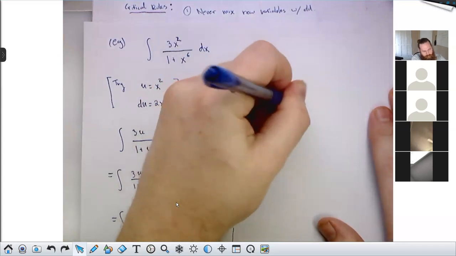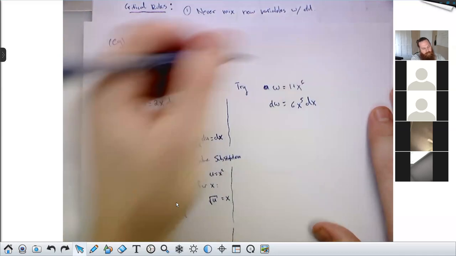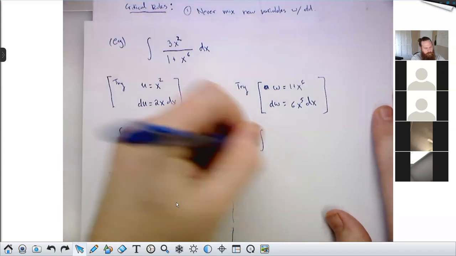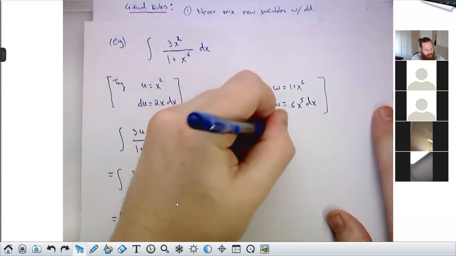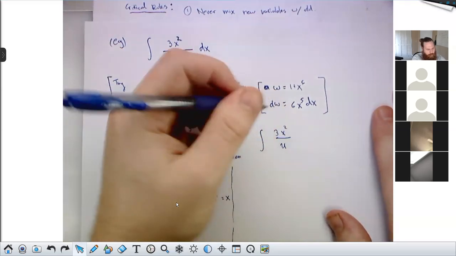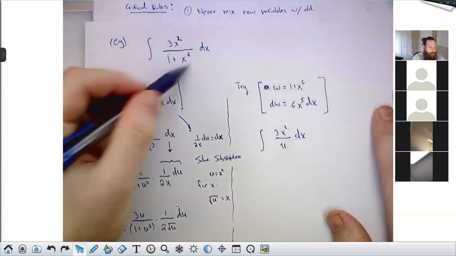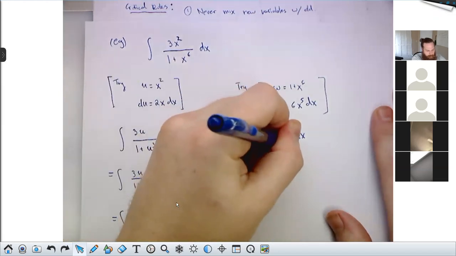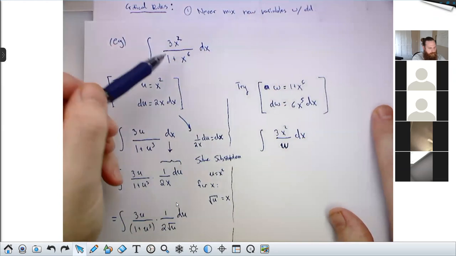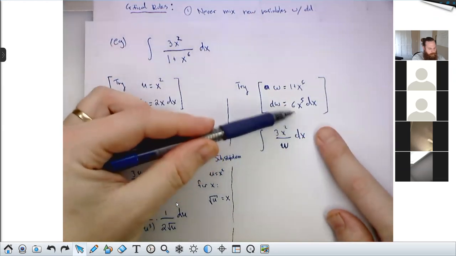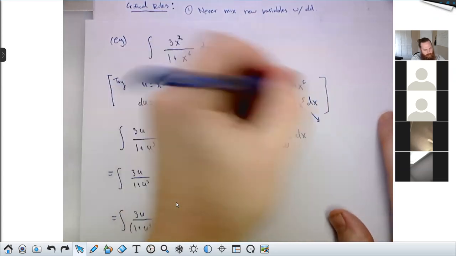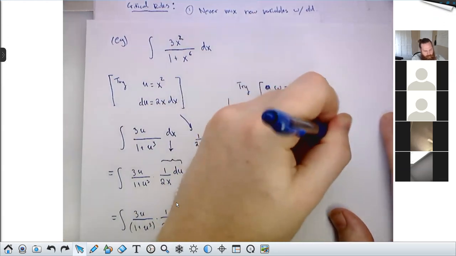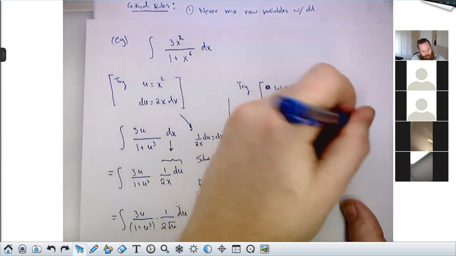Then dw would be 6x to the 5 dx. What's wrong with this? Well, if I try plugging things in, then I'll have 3x squared over u dx, right? Just plugging in the bottom is w. We use the symbol w here, not u. I need to replace the dx by its equivalent form in terms of w. We could try that. So just solve for dx, divide both sides by 6x to the 5. You get 1 over 6x to the 5 dw equals dx.